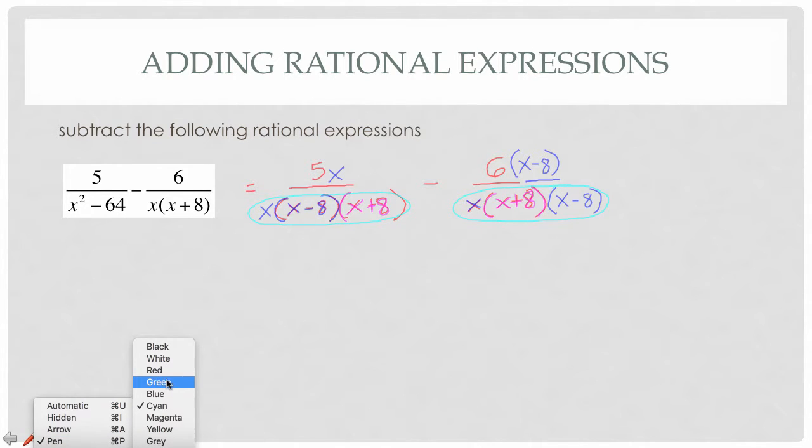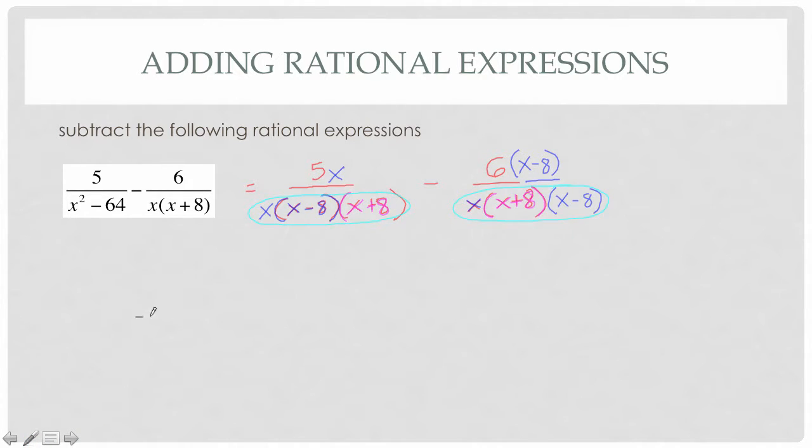So let's rewrite it. I'm going to rewrite what I have now under one common denominator. So I have x times x minus 8 times x plus 8. But in the numerator, now I've got 5x minus whatever 6 times x minus 8 is.